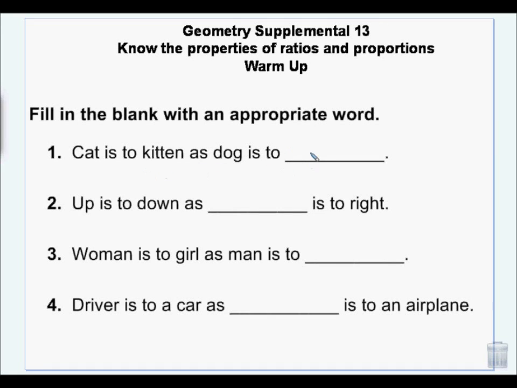We have cat is to kitten as dog is to puppy. Up is to down as left is to right. Woman is to girl as man is to boy. Driver is to car as... See? You guys can do this. No problem.